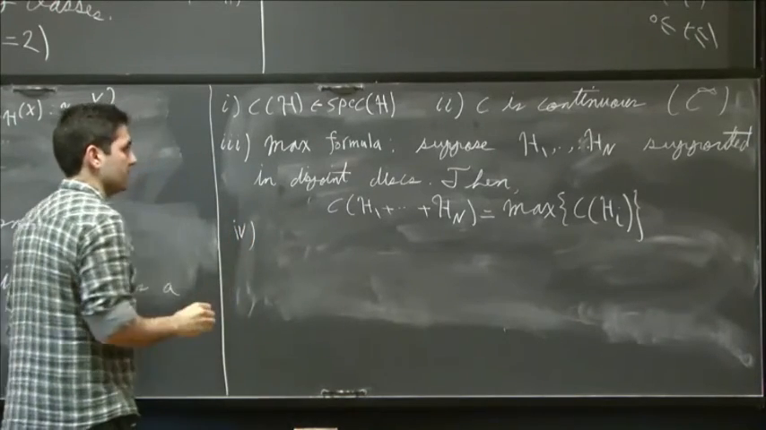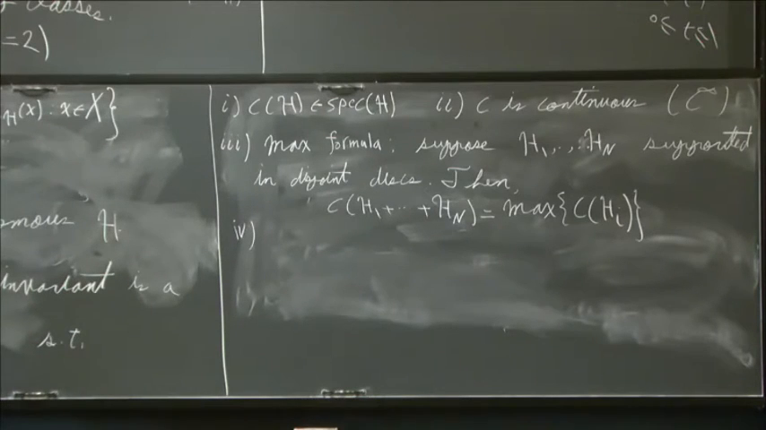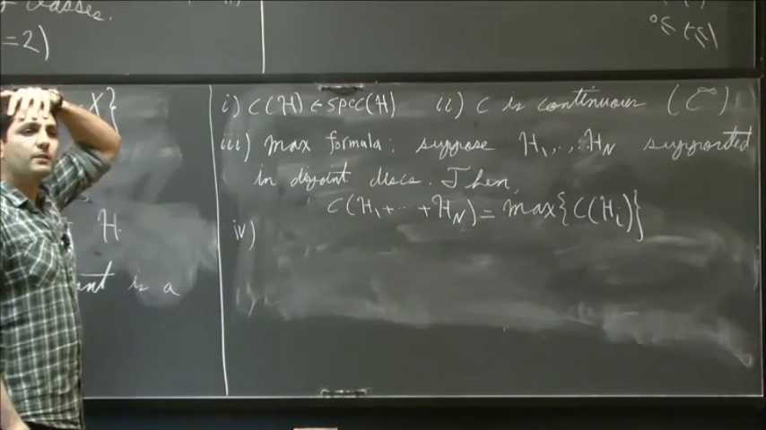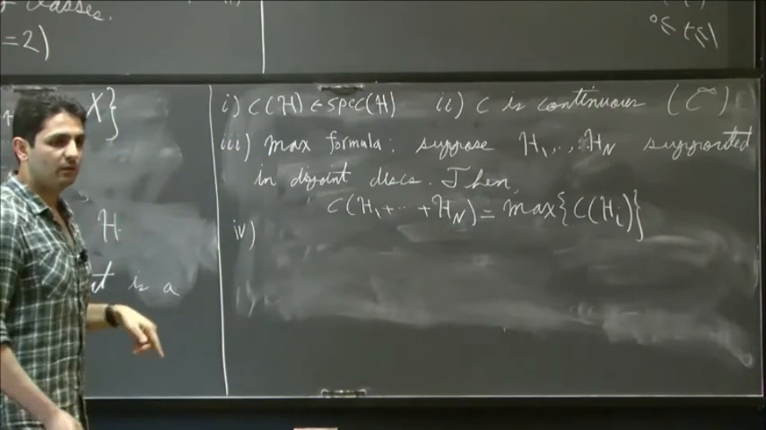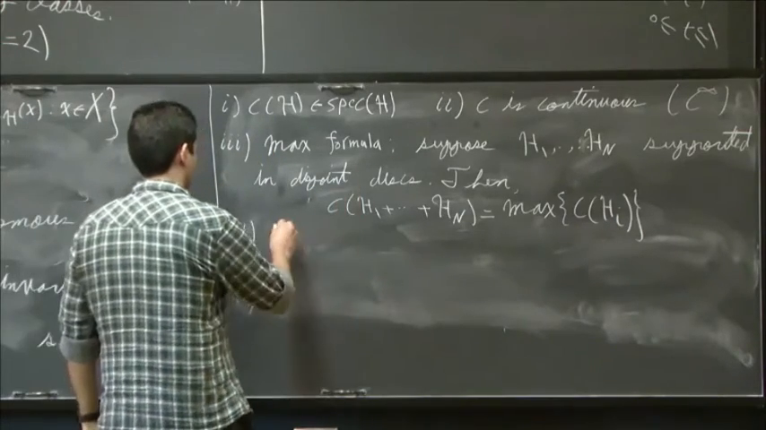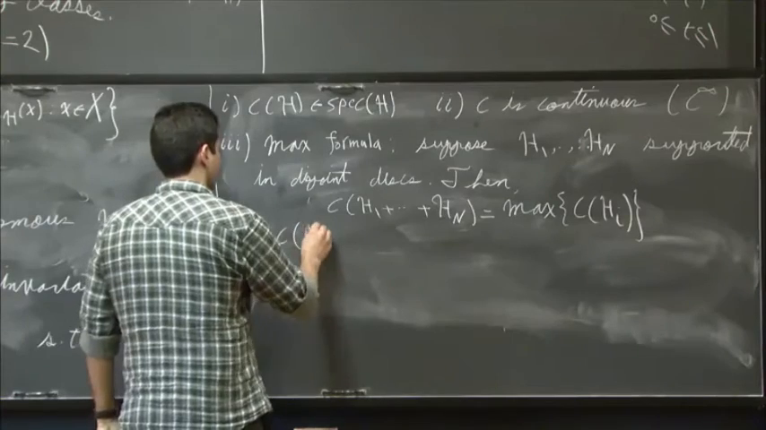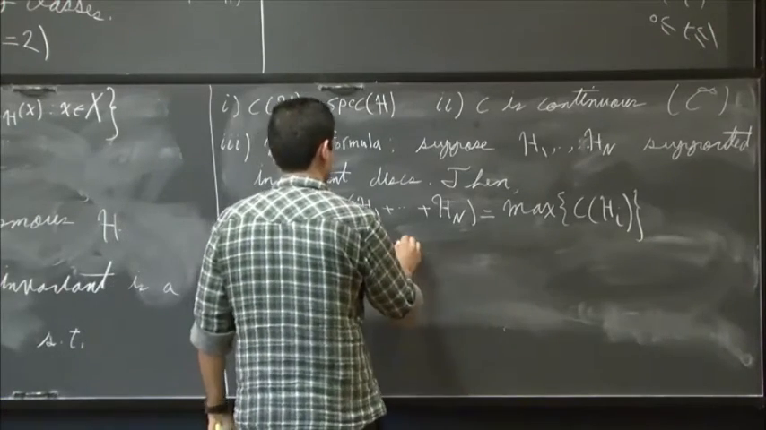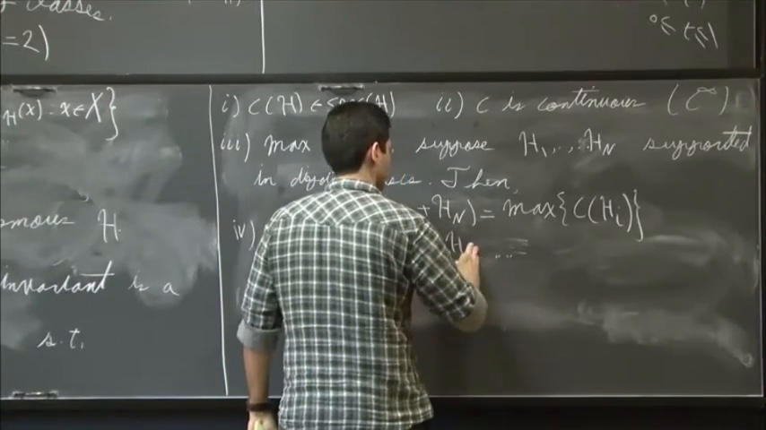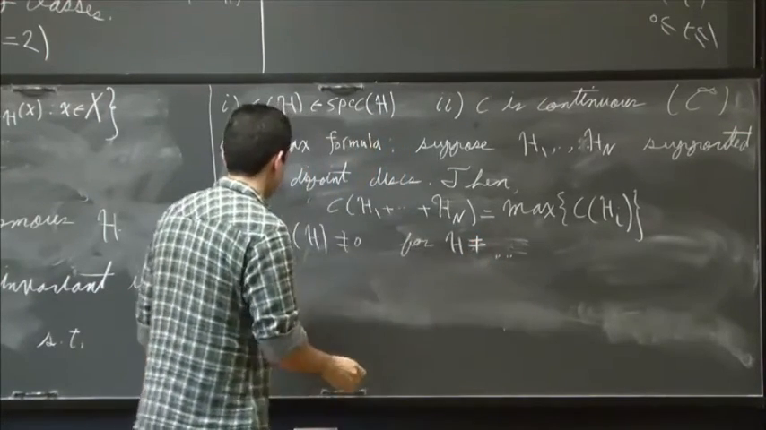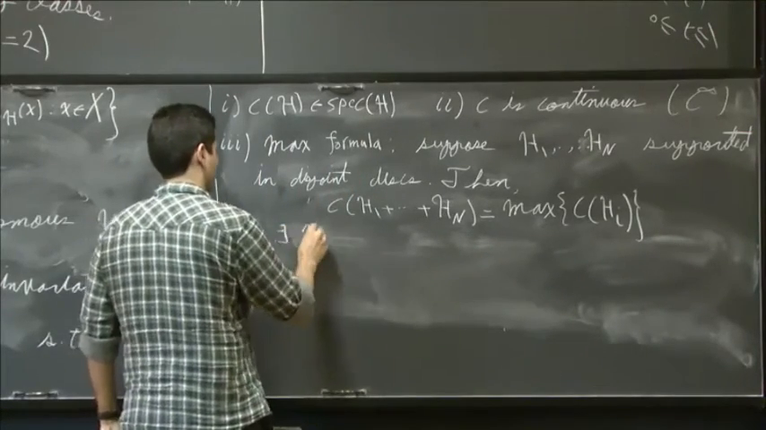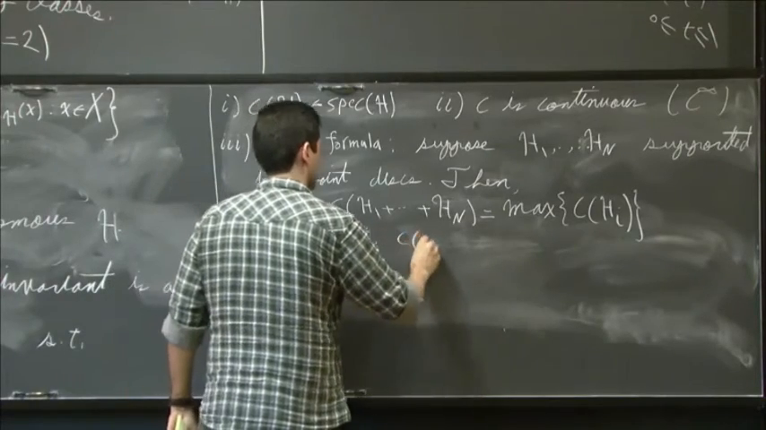And the fourth property is, okay, so these three properties don't nail down anything, because if you're in R2 and look at compactly supported Hamiltonians, zero satisfies all three. It's the map that associates zero to every function. So let's say C of H is non-zero for H supported in some disk. There exists H such that C of H is non-zero.